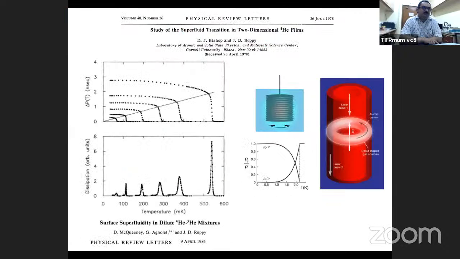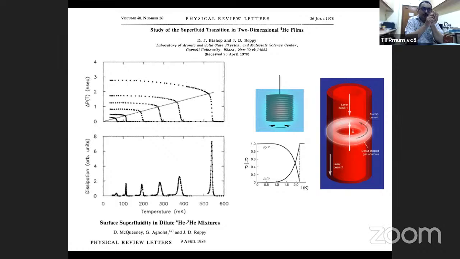The first spectacular validation of the Kosterlitz-Thouless transition came from experiments on superfluid helium. You know that at 4.2 Kelvin, helium becomes a liquid. Kamerlingh-Onnes actually got his Nobel Prize for liquefying helium. He did not get his Nobel Prize for superconductivity.